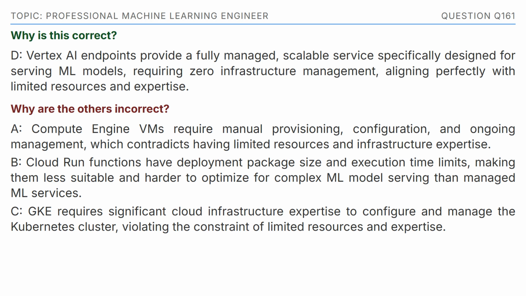Why are the others incorrect? A. Compute Engine VMs require manual provisioning, configuration, and ongoing management, which contradicts having limited resources and infrastructure expertise. B. Cloud Run functions have deployment package size and execution time limits, making them less suitable and harder to optimize for complex ML model serving than managed ML services. C. GKE requires significant cloud infrastructure expertise to configure and manage the Kubernetes cluster, violating the constraint of limited resources and expertise.